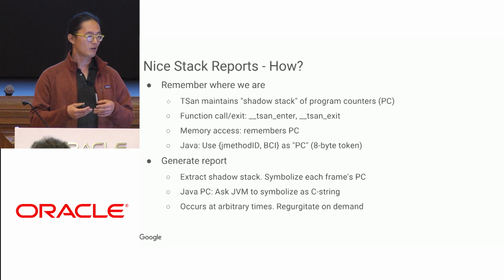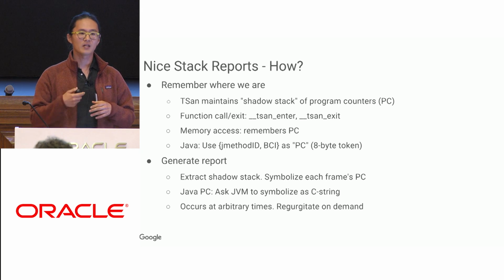Upon function entry and exit, the two callbacks are TSAN enter and exit, and you feed it the program counter of where you came from. For memory access, you just remember which particular program counter is doing that read or write. But Java doesn't really have a program counter per se. So for Java, what we've done is take the jmethodID and the bytecode index and smash them into an 8-byte token and give that to TSAN to use. And that turns out to be a pretty good compromise.